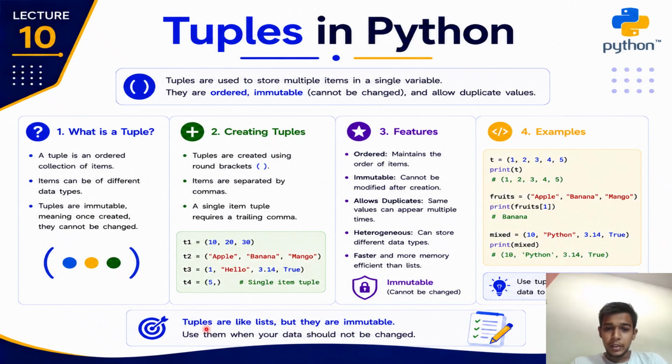Okay, now moving towards the features of tuples. The first feature is that it is ordered. This means the order of elements is maintained. If apple is the first item, it always remains the first item. The second feature is immutable. I already told you what immutable means. It means once the tuple is created, it cannot be modified. You cannot use methods like append, remove, or pop with tuples. The third feature is that tuples allow duplicate values. If the same value appears multiple times, Python stores all of them.